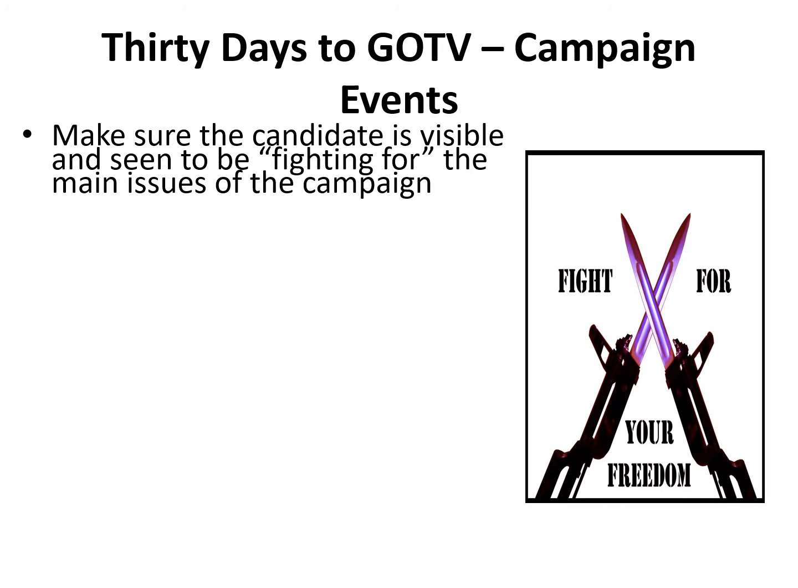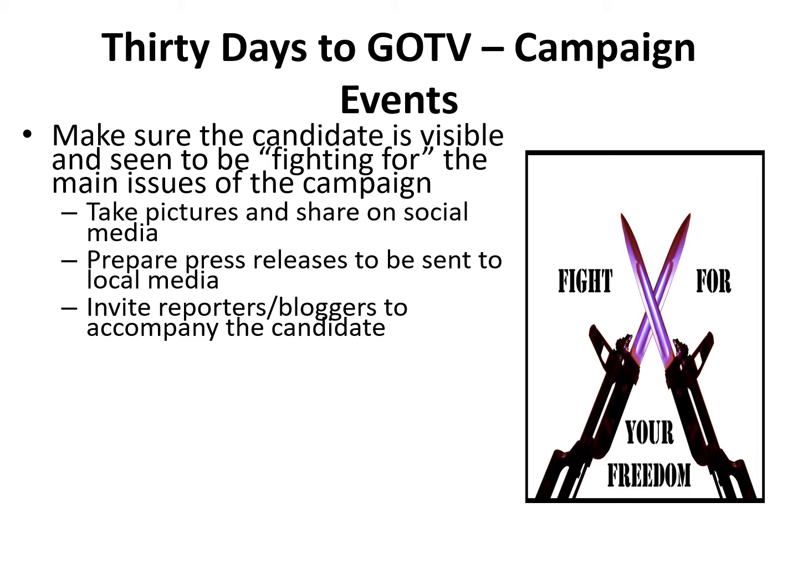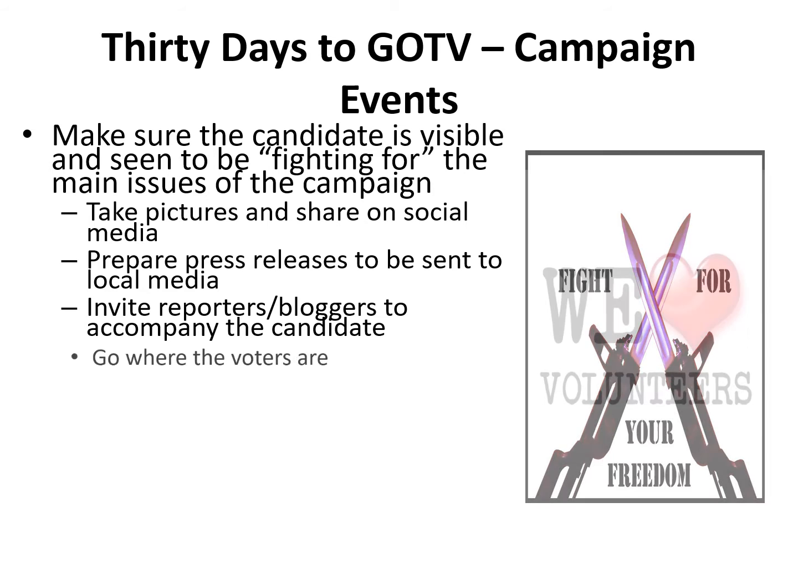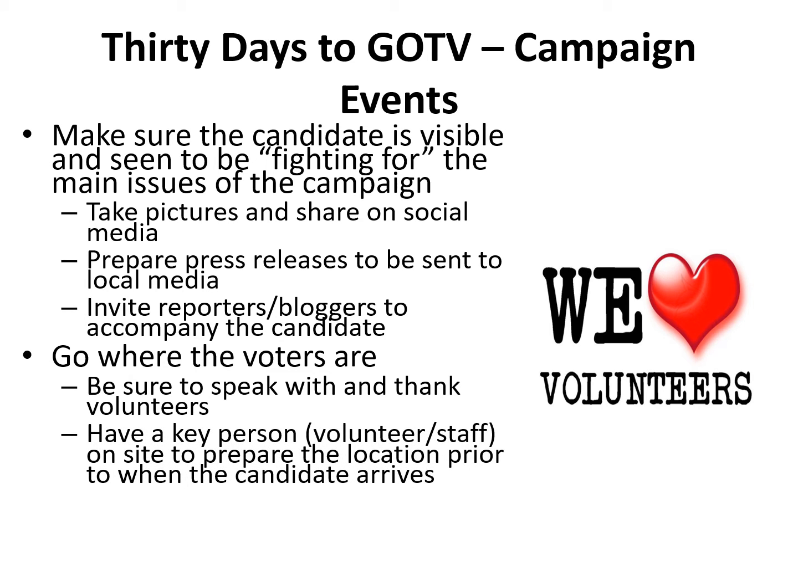Make sure the candidate is visible and seen to be fighting for the main issues of the campaign. Take pictures and share on social media. Prepare press releases to be sent to the local news media, and invite reporters or bloggers to accompany the candidate. You want to go where the voters are, so be sure to speak with and thank the volunteers. Have a key person, such as a volunteer or staff person, on site to prepare the location prior to when the candidate arrives. You want to see your event checklist and be sure to have someone execute all the to-do items on that list.